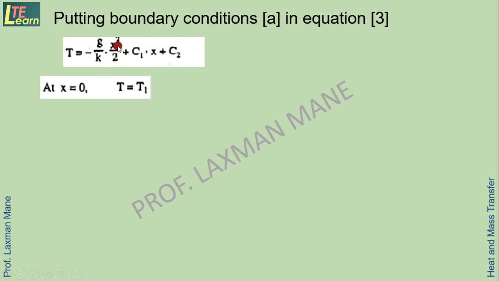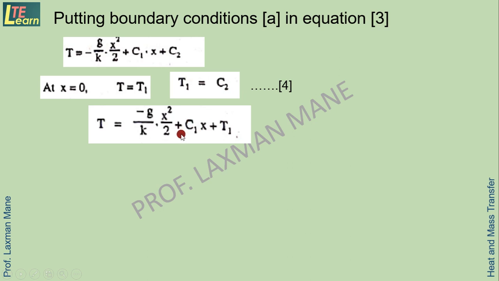So x is equal to 0 and T is equal to T1. Here T1 is equal to, since x is equal to 0, this whole term becomes 0. Here also x is equal to 0, this also becomes 0, and c2 remains. So we get T1 is equal to c2, this value of c2 we get. So the above equation becomes T = -(g/k) x²/2 + c1x + T1.